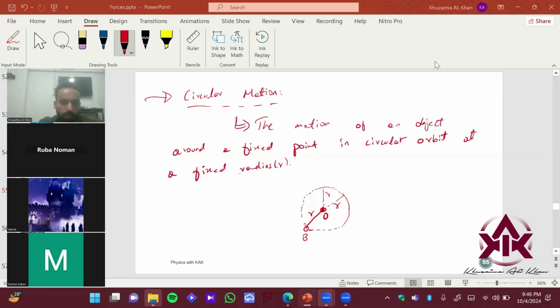Okay, so let's begin. I was just saying that if you take a thread and at the end of the thread you put a metal bob, right? Just start rotating it in a circular motion, right? You will feel a force on your hand, right? So that is a centripetal force. When you start a circular motion, you will feel a force that is acting on your hand, right?